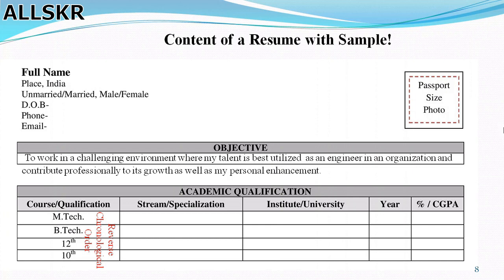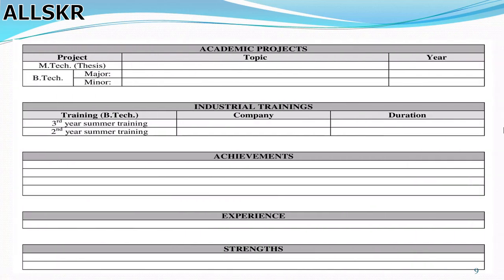Now after the academic qualification section, use tables for writing your academic projects and training details as well, because it helps in scanning the information. Use these templates to show these details as shown. So in training, you can write the name and place of the company, and for duration you should write month and year as well. For example, 5 July 2019 to 15 October 2019, like this.